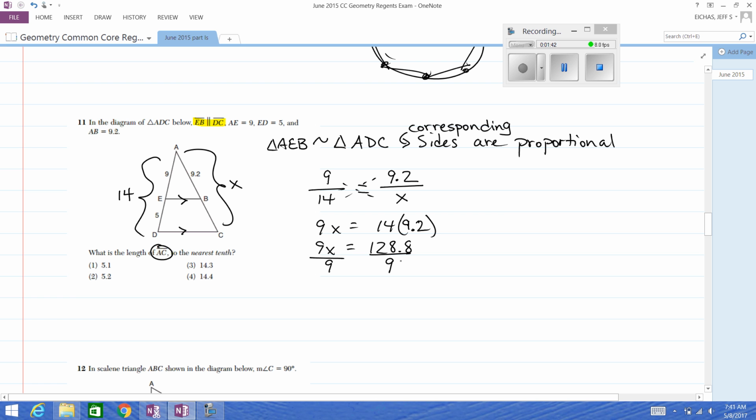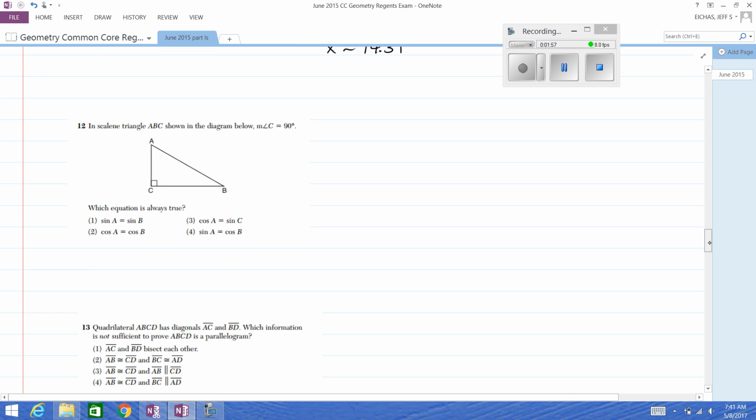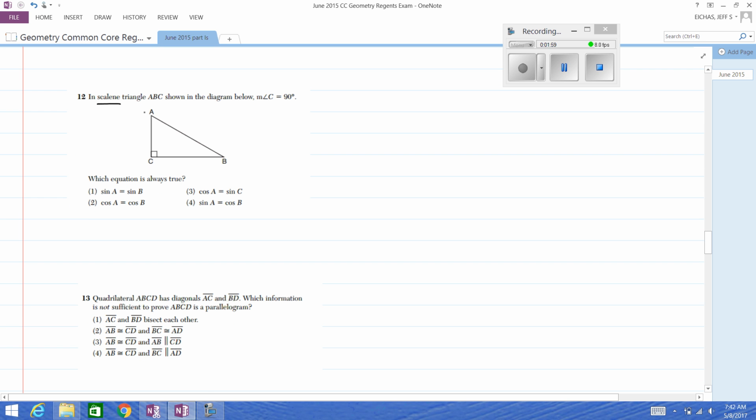And we'll divide by 9. Oh, it is a decimal. It's about 14.3, one repeating. Nearest tenth, we got that choice. Okay, let's see. Scalene triangle.